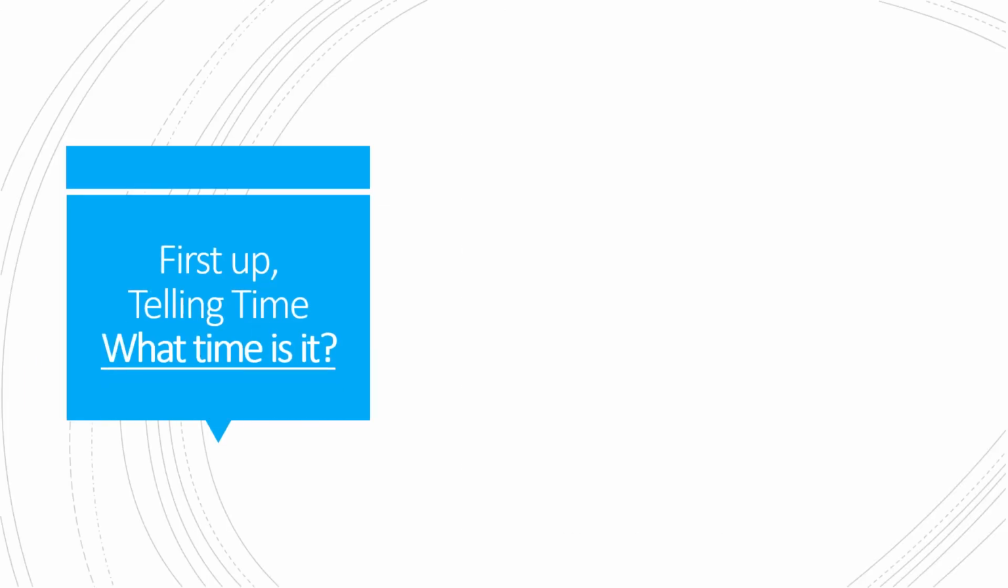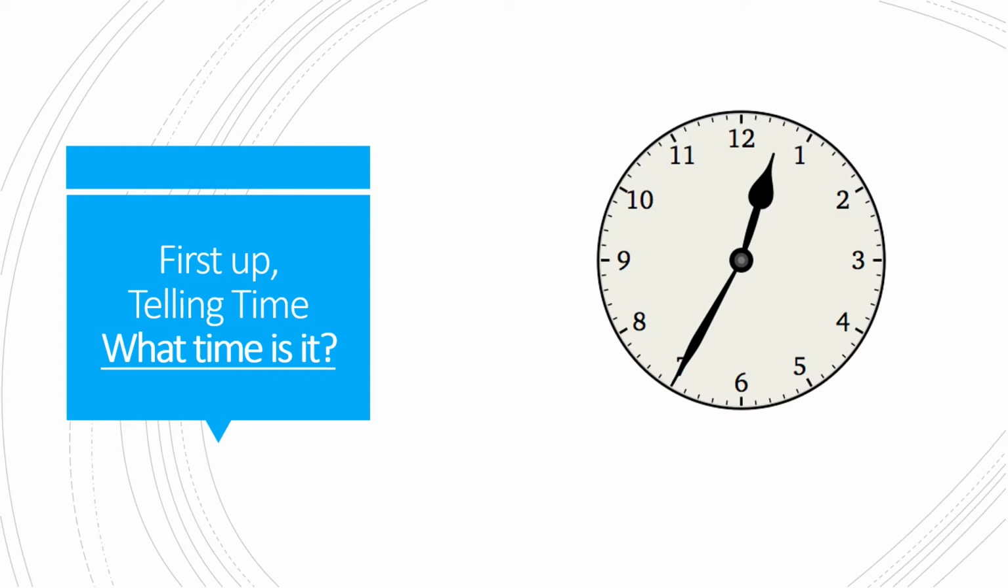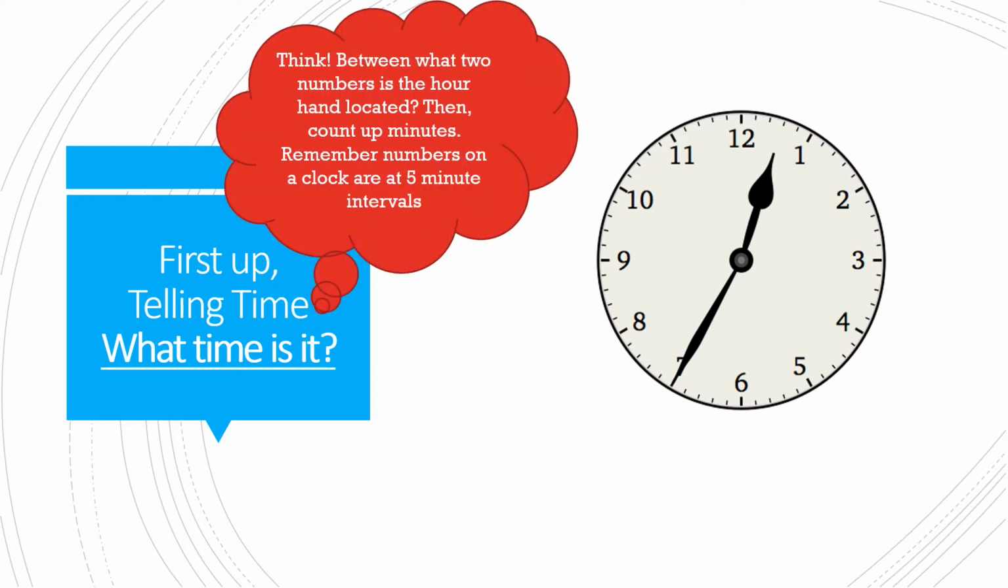First up, we're going to tell time. So our clock right here, we have to figure out what time it is. So think, between what two numbers is the hour hand located? Then we count up the minutes. And remember, every number on an analog clock stands for 5 minutes, 5-minute intervals. Again, make sure you're pausing the video, answering the question, and then checking your work.